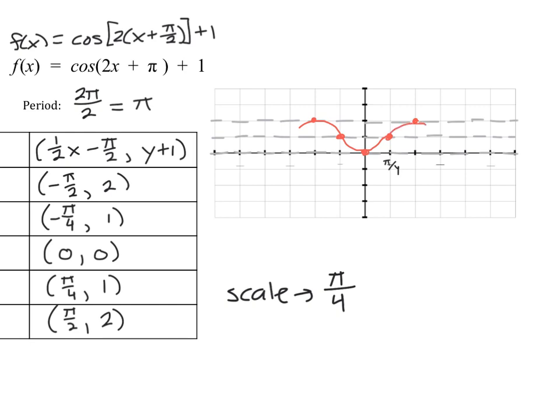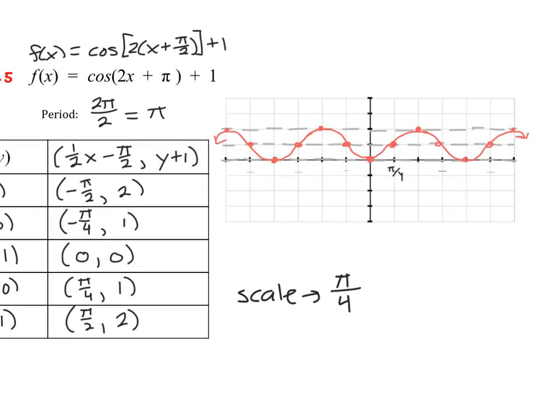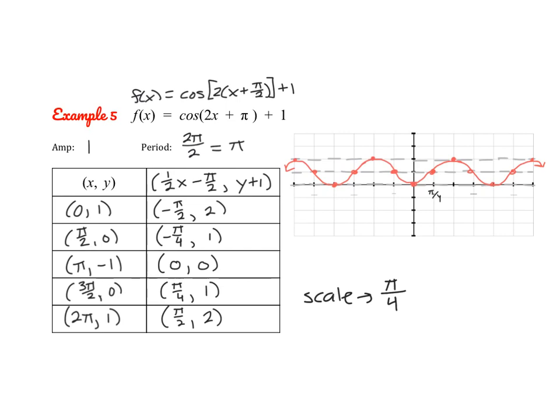And I can do another period in either direction, so I can go 1, 2, 3, 4. So I can do that pretty quickly. Or even going to the right, I could do 1, 2, 3, 4. So here I actually sketched in 3 full periods of this function. And there you have it.